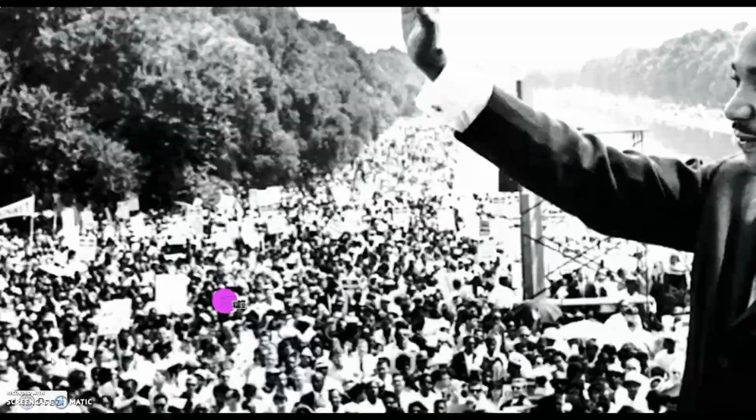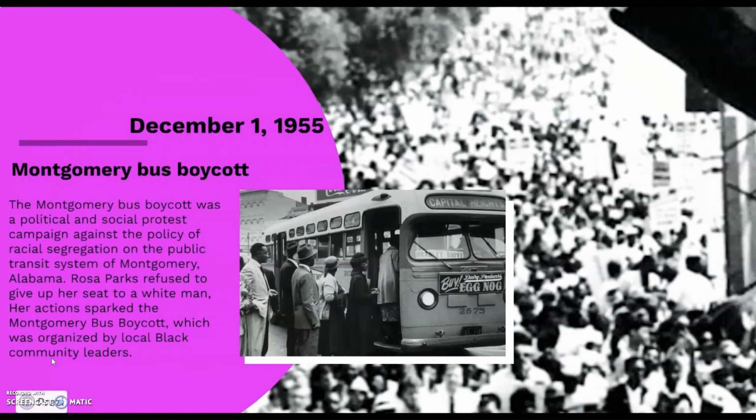Moving on to the next main event, and one of the most famous events in the civil rights movement, was the Montgomery bus boycott on December 1, 1955. The Montgomery bus boycott was a political and social protest campaign against the policy of racial segregation on the public transit system of Montgomery, Alabama. It was a foundational event in the civil rights movement in the United States.